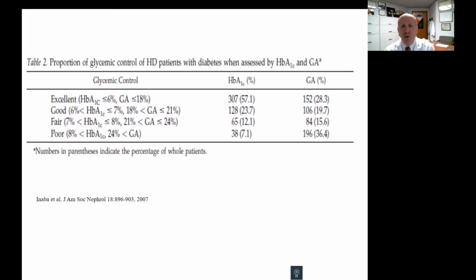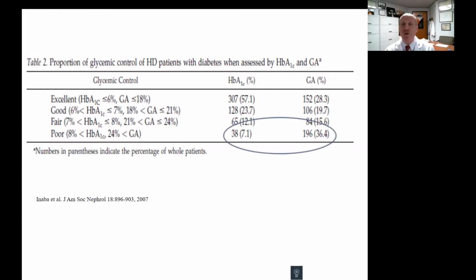And I want you to see, if you use the hemoglobin A1C to gauge glycemic control in patients on dialysis, in this study, 57% of patients had an A1C less than 6% and looked like they had excellent glycemic control. 23.7% looked like they had good glycemic control based on A1C. So we're looking at 80% of patients on dialysis who appeared to have excellent or good glycemic control, and only 7% poor glycemic control with an A1C over 8%. But these are falsely low values because of dialysis.